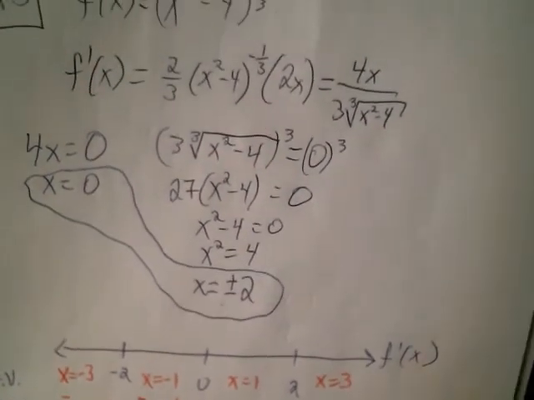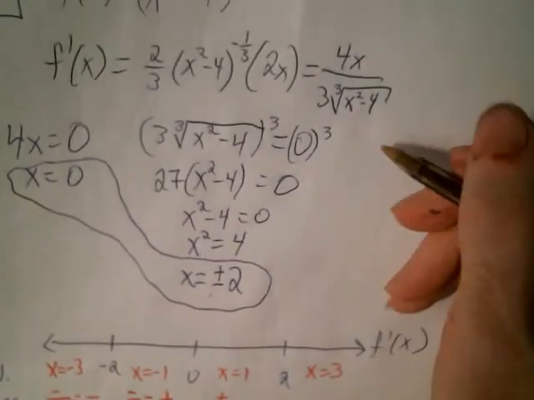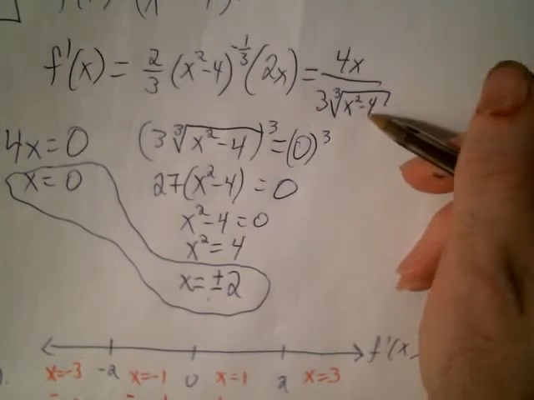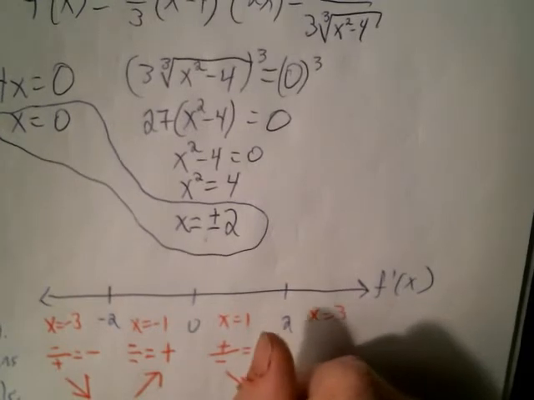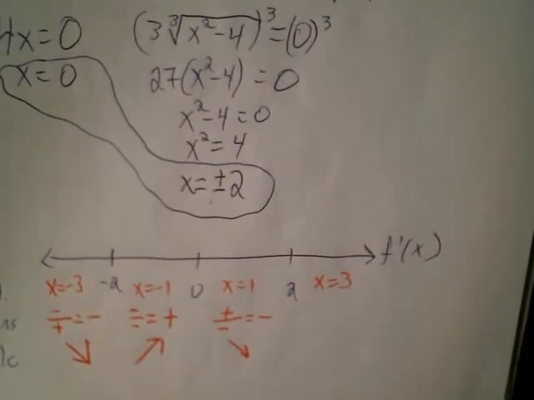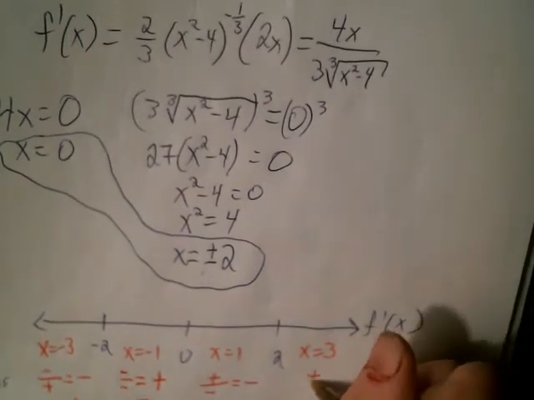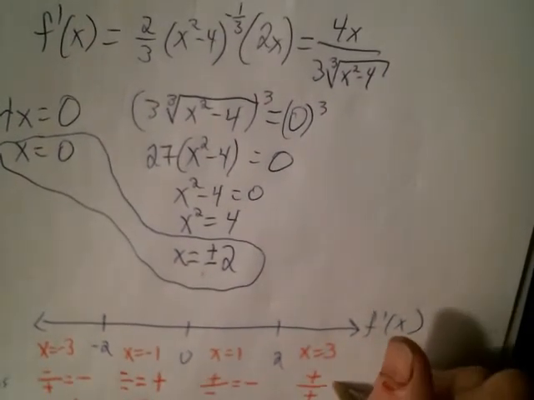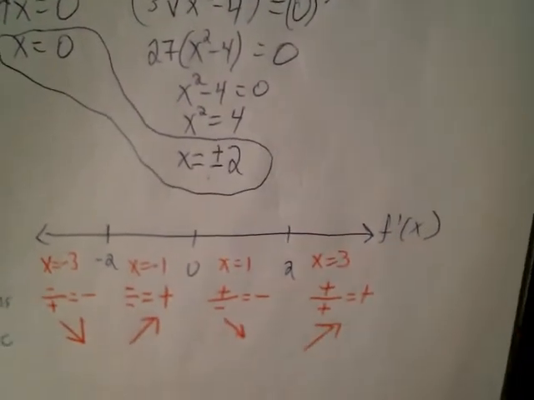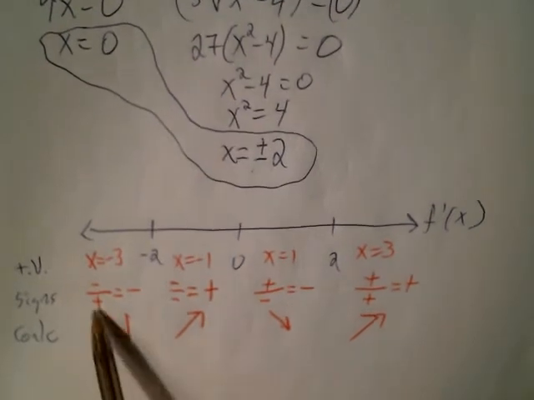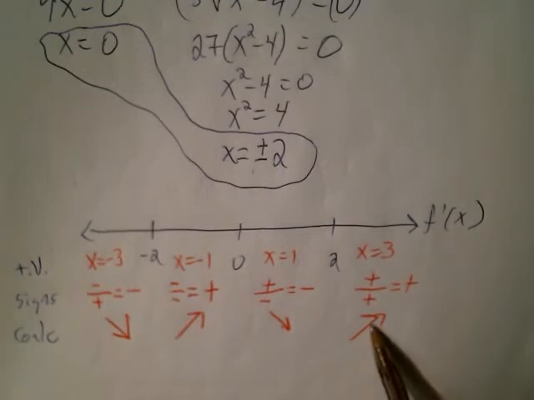So let's go on to x equals 1. If I plug that in, the numerator is positive. And the denominator, if I plug in 1, it's a negative times a positive, which is negative. So it's negative and it's going down. Lastly, when I plug in 3, I'll have a positive over a positive. So that's positive. In other words, it's going back up. So in this case, I'll have a min here, and then a max here, and then another min right here.